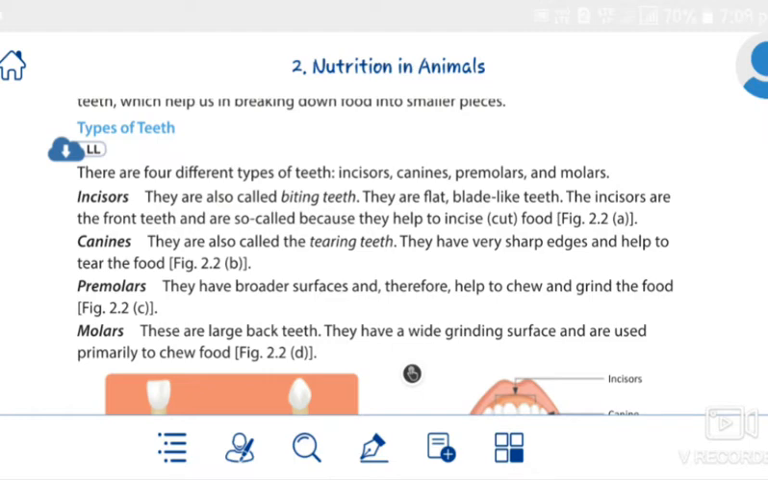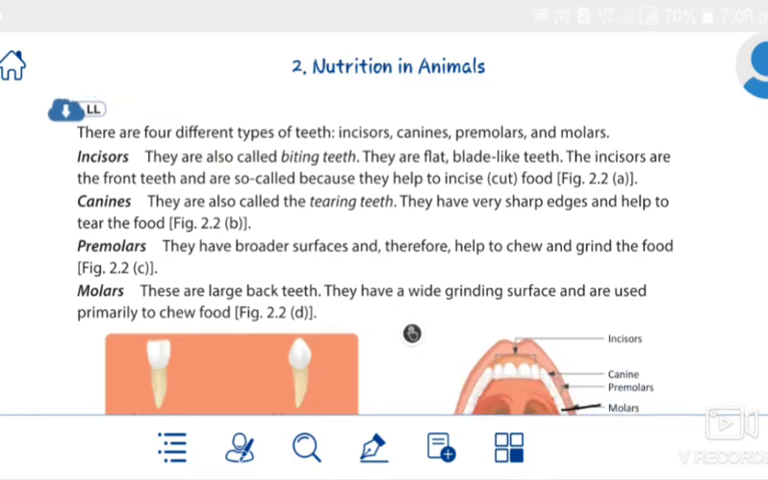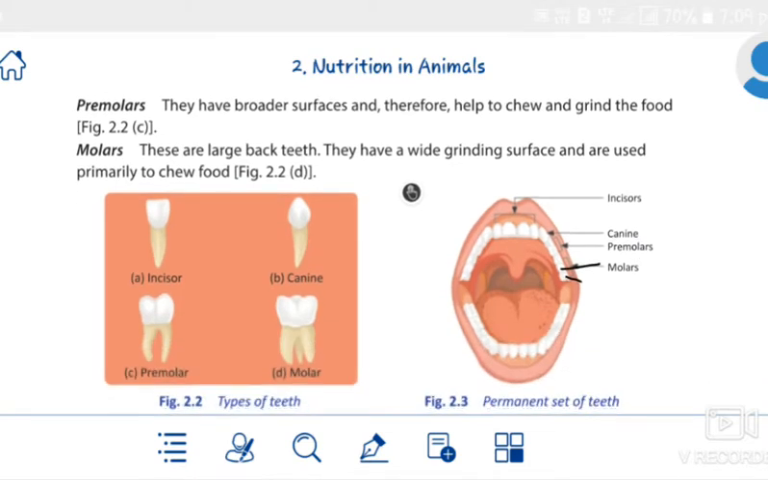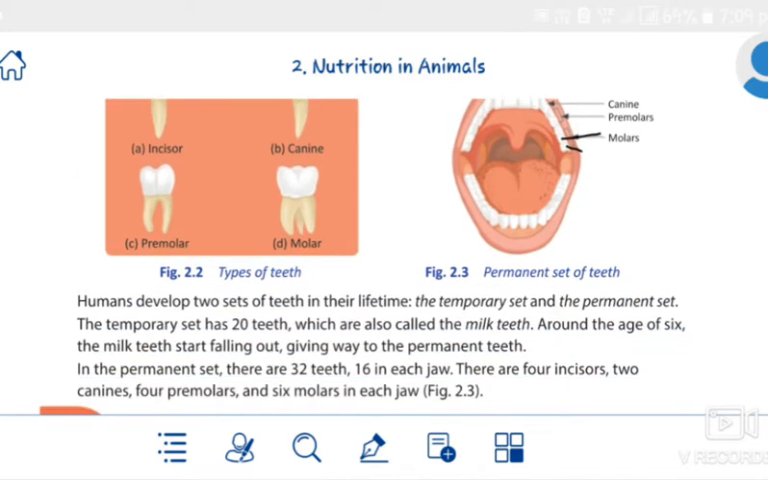And also we know that our teeth are made up of a hard material called dentine, which contains calcium, phosphorus and other mineral salts. The outer shiny layer that you brush is called enamel. And each tooth is rooted in a separate socket in the gum.